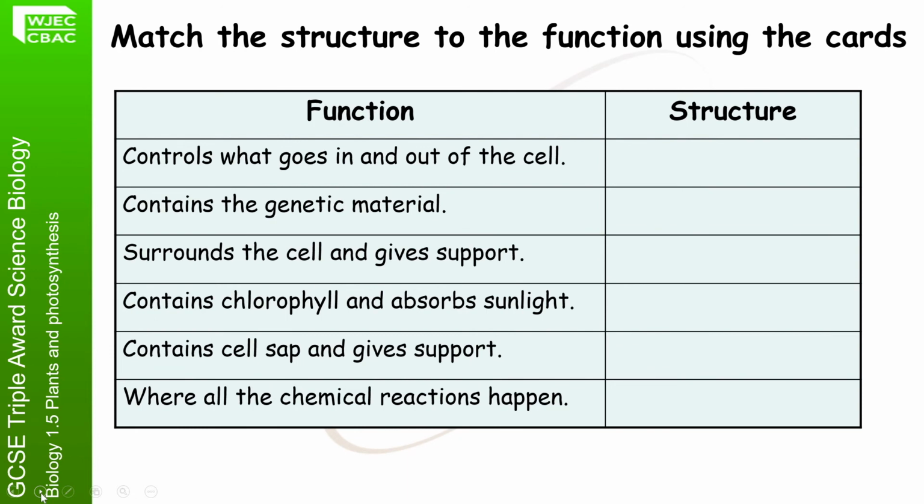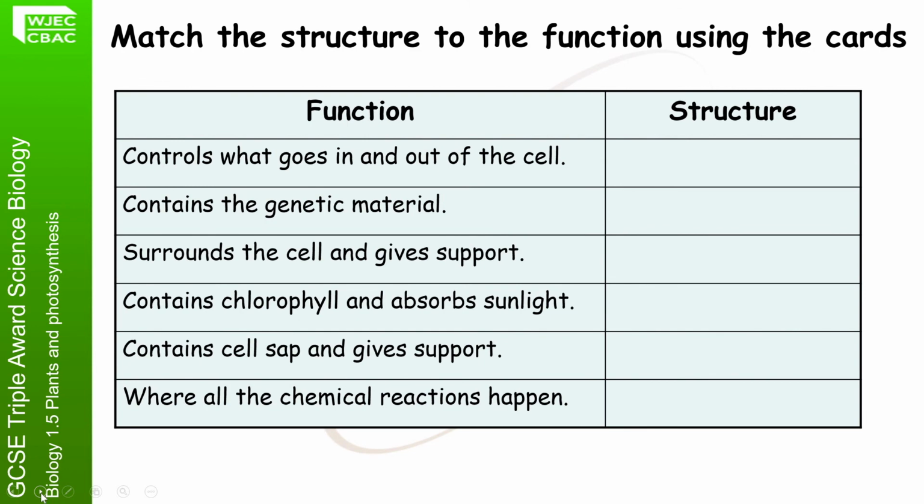So the answers are for what controls what goes in and out of the cell. This is the cell membrane. What contains the genetic material. This is the nucleus, and it controls the cell. Surrounds the cell and gives it support is the cell wall, and contains chlorophyll and absorbs sunlight are our chloroplasts.